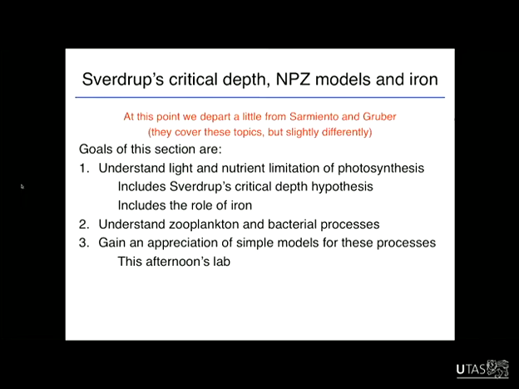So we're going to talk about the role of light and nutrients in photosynthesis. We're going to talk a little bit about the importance of zooplankton as a loss term for photosynthesis. And then the lab this afternoon is going to be running through a very simple model of the cycling of nitrogen and phytoplankton and zooplankton in the surface waters of the ocean. So the lab this afternoon is closely related to the next few slides that I'm going to talk about.